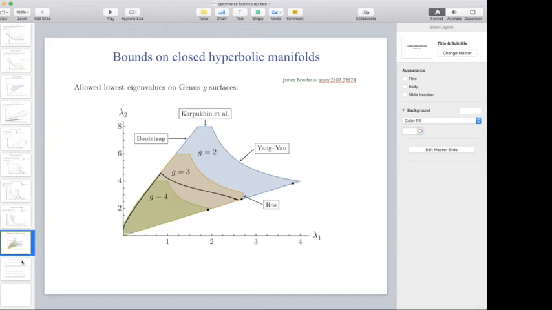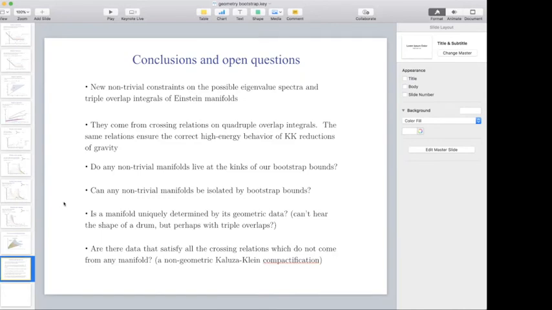Okay, so there's a bunch of other plots that are in our paper and in James's paper. This was just a sampling of them, and there's much more that you could do that we haven't done yet. We certainly haven't exhausted the information that's in all these crossing relations, but I'll summarize here.